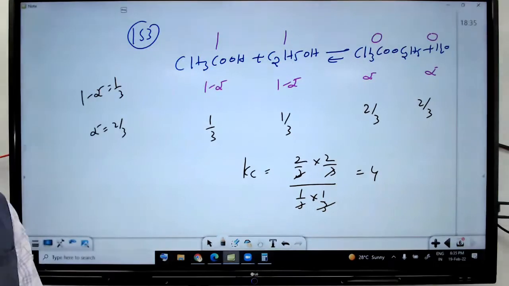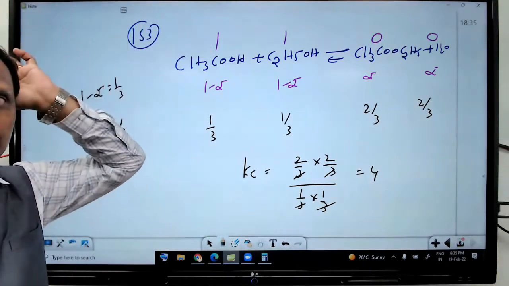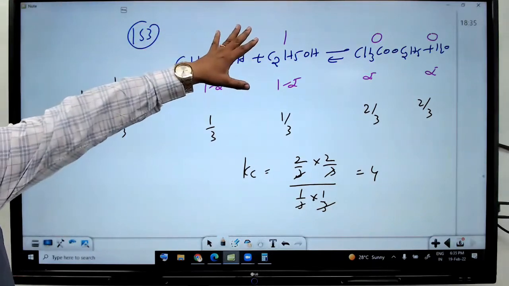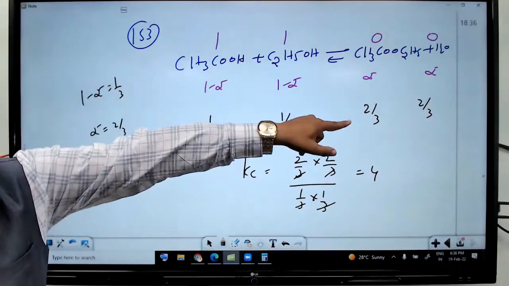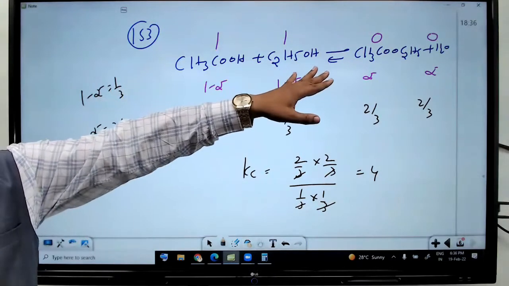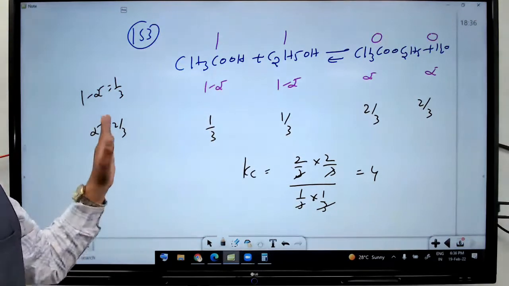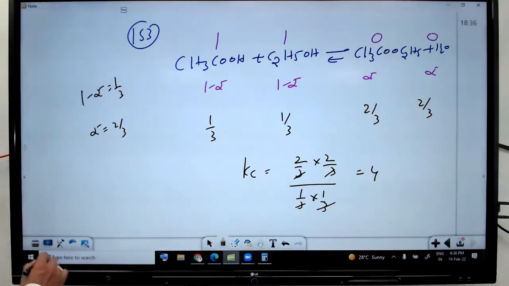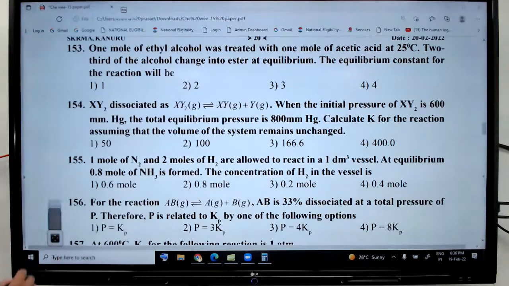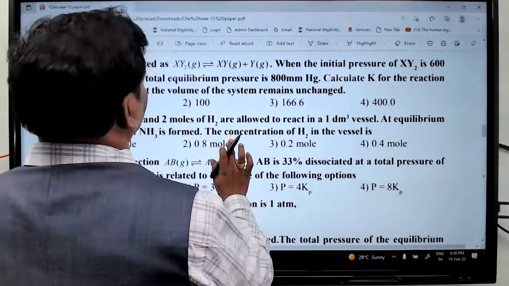Very simple था. देखो, 1 mole of acetic acid, 1 mole of ethyl alcohol. Assumptions are, but they given 1 mole of ethyl alcohol, this 2/3 of ethyl alcohol changes into ester. 2/3 change हो गया. How much left over? 1/3. 1 minus alpha is 1/3, मतलब alpha is equal to 2/3. So Kc value is equal to 4. Next, question number 154 है.